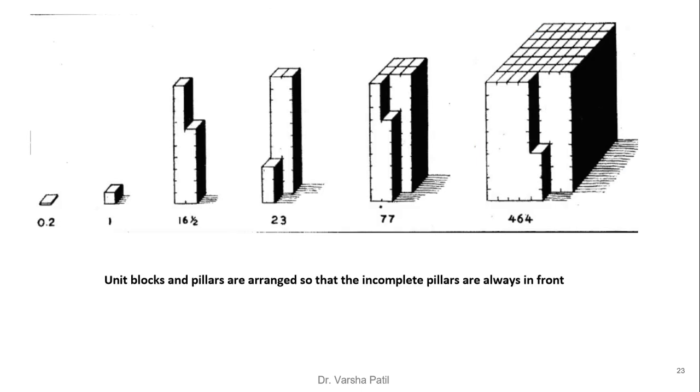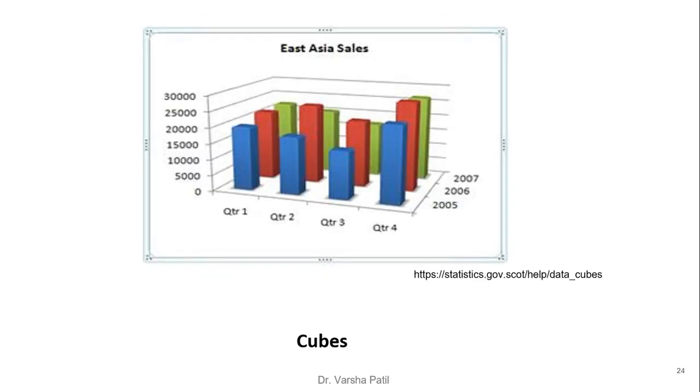Next is the unit blocks and pillars arrangement. These are also 3-dimensional diagrams and are mostly used in geography. Unit blocks and pillars are arranged so that incomplete pillars are always in front. For example, this is the pillar of 0.2, this is 1, so it is 16.5, which is the complete 10 and this is 6.5. This is 23, 10 plus 10, 20, and this is 3, so all these total 77. In this way we can represent a 3-dimensional diagram using unit blocks and pillars.